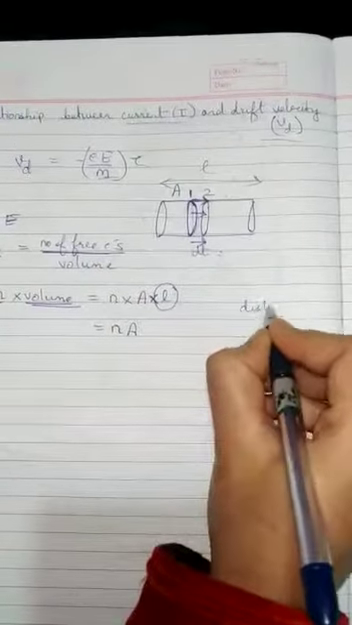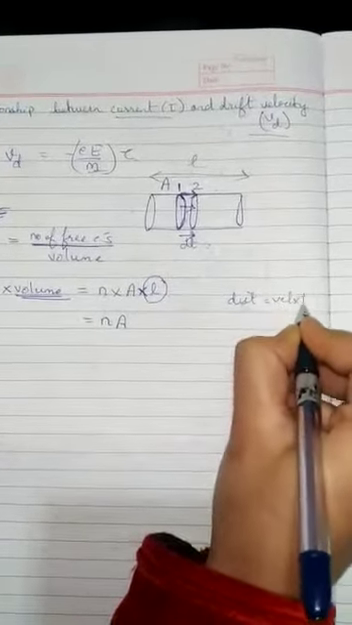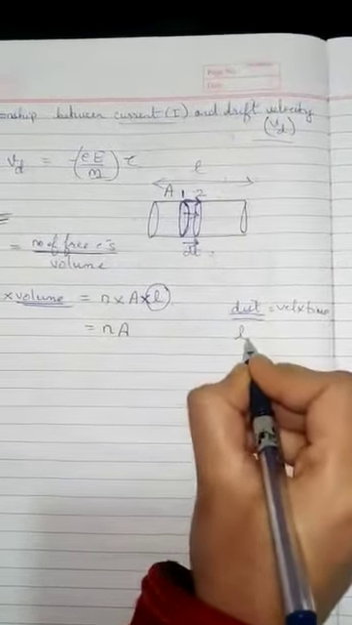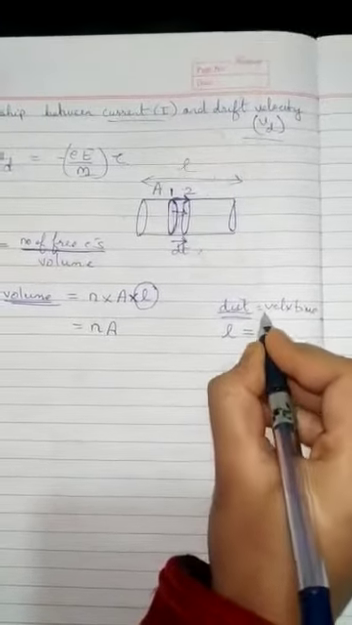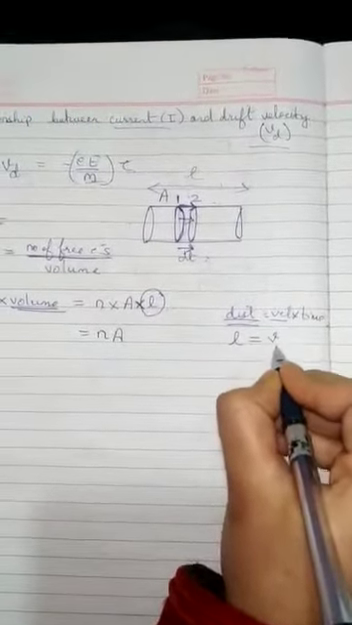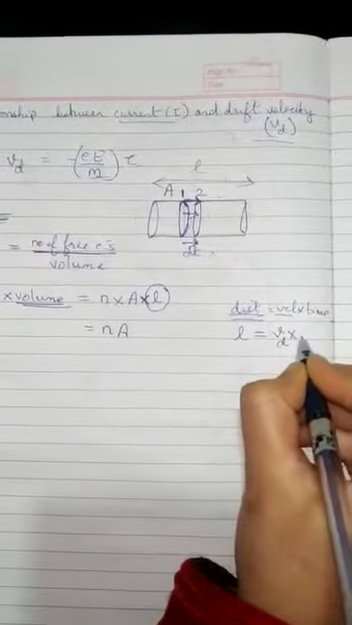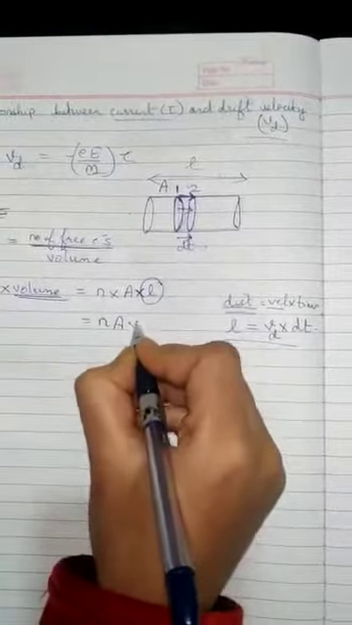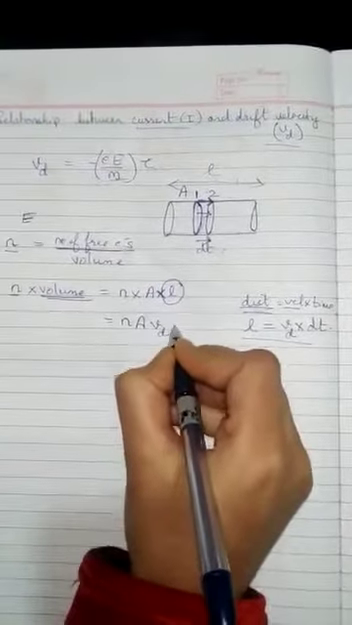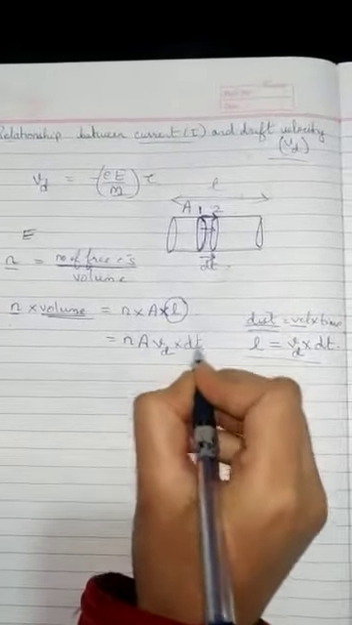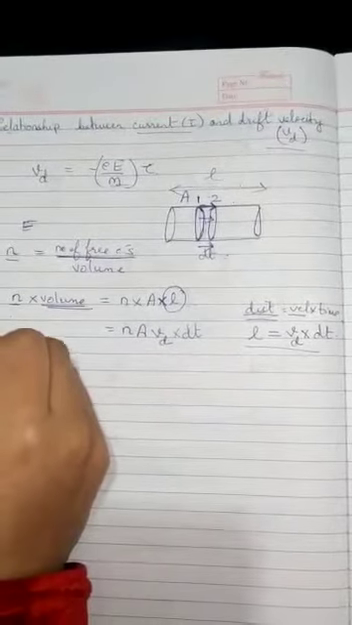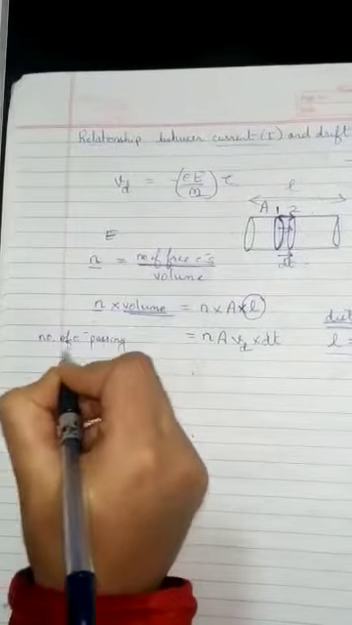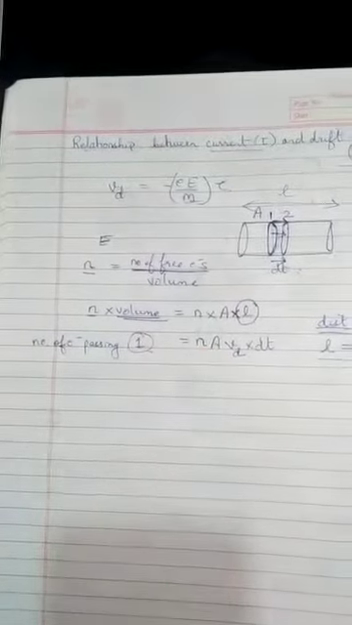Now distance is equal to velocity multiplied by time. So this distance in our case is L, will be equal to the velocity, we take it as the drift velocity of the electrons in the time interval dt. So instead of L, we are going to write Vd into dt. So this is the number of electrons passing the cross section 1.